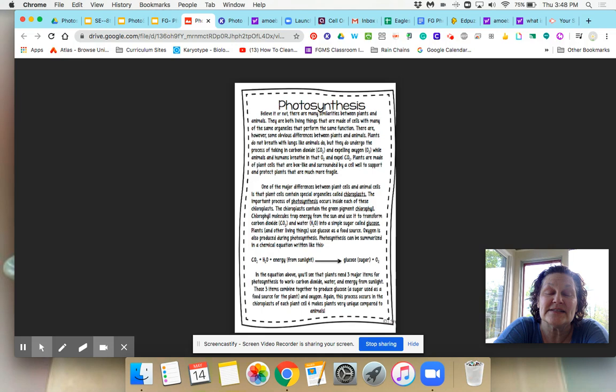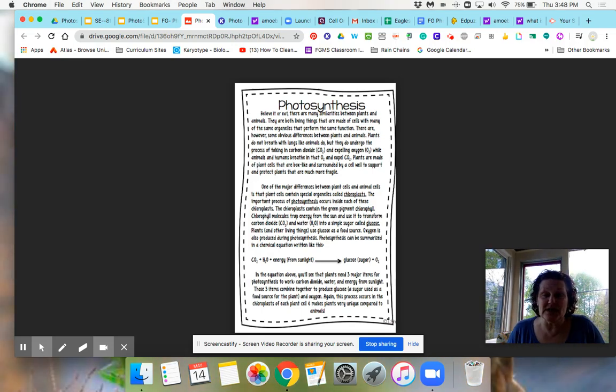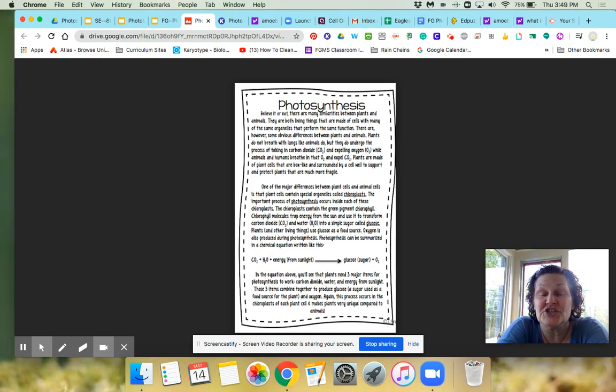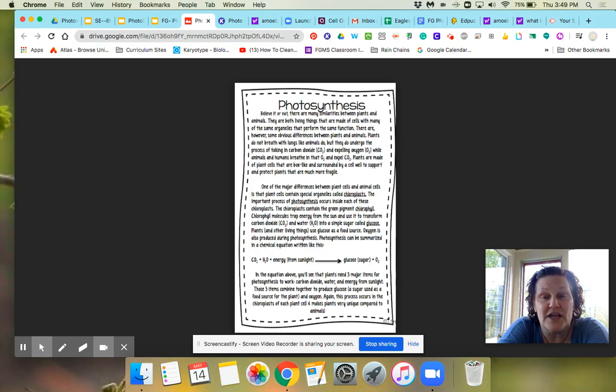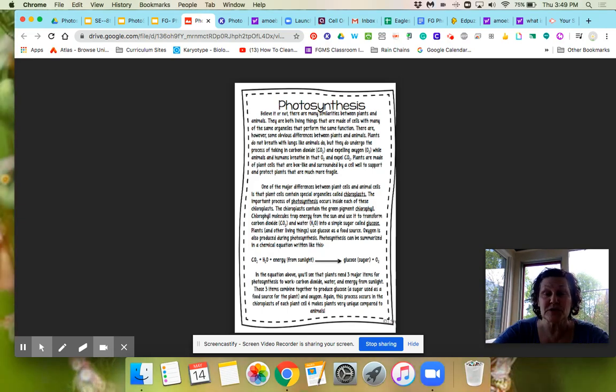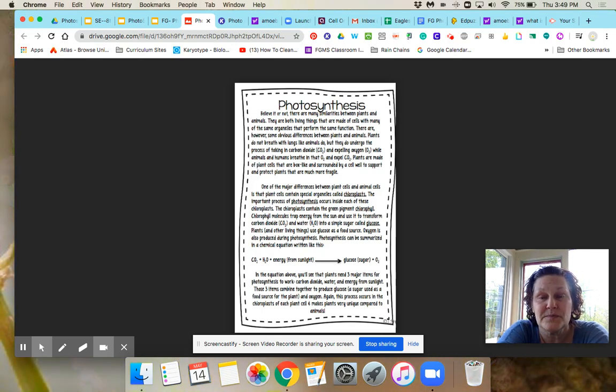So when you're running around outside and you're running around on the grass and you slide and your jeans or your knees come up green as green can be, that green is the pigment called chlorophyll. Chlorophyll molecules trap energy from the sun and use it to transform carbon dioxide, which is CO2, and water, which is H2O, into a simple sugar called glucose. So it undergoes a chemical reaction. It takes carbon dioxide and water and forms glucose. Plants and other living things use glucose as a food source. Oxygen is also produced during photosynthesis.